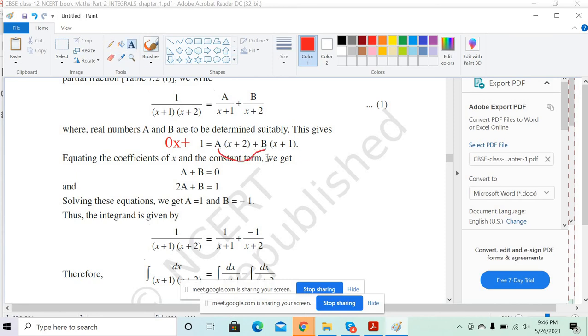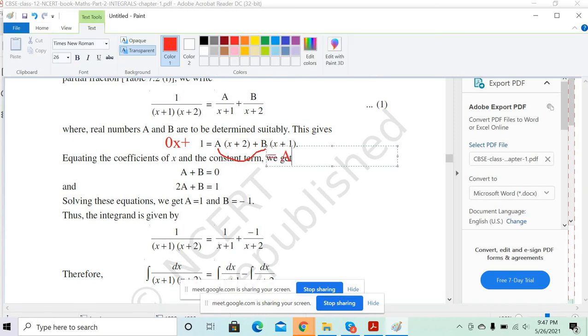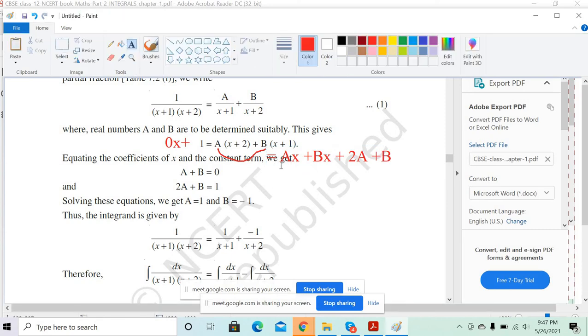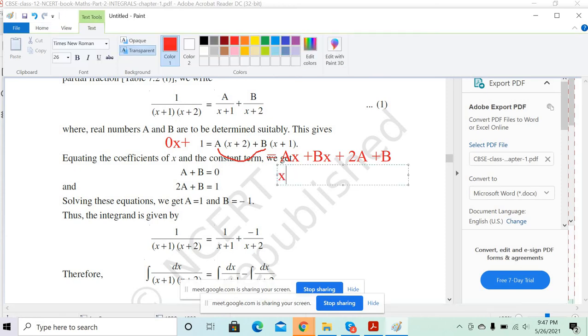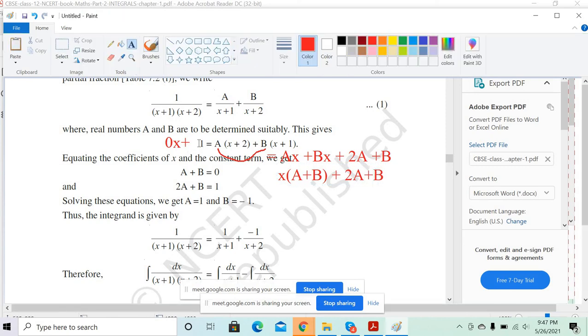So ax plus bx, this can be written as ax plus bx plus 2a plus b, correct? What is the coefficient of x here? a plus b, right? Yes, sir. Plus 2a plus b, correct? When we map it, this is a constant term, 2a plus b. The constant term 2a plus b will be mapped to 1.